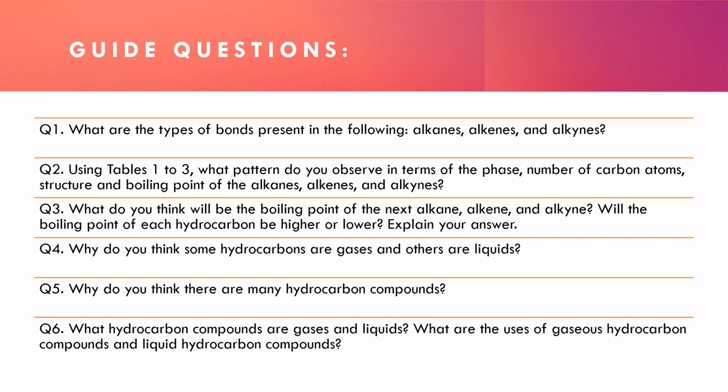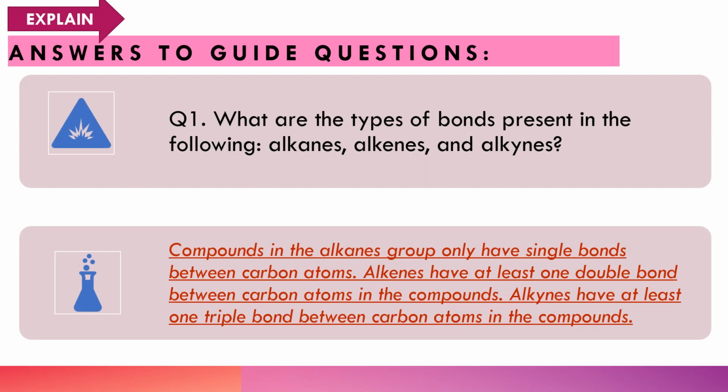Okay, now let's reveal the answer. For question number 1, what are the types of bonds present in the following? Alkanes, alkenes, and alkynes. So the answer is, compounds in the alkanes group only have single bonds between carbon atoms. Alkenes have at least one double bond between carbon atoms in the compounds. Alkynes have at least one triple bond between carbon atoms in the compound.